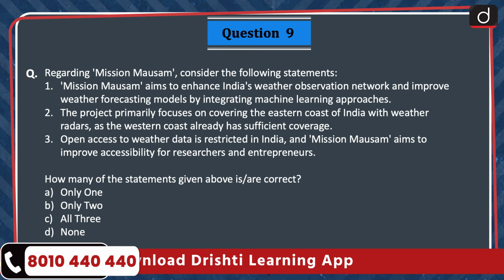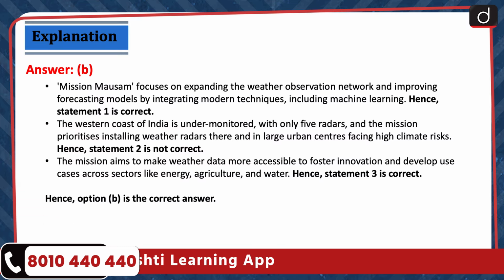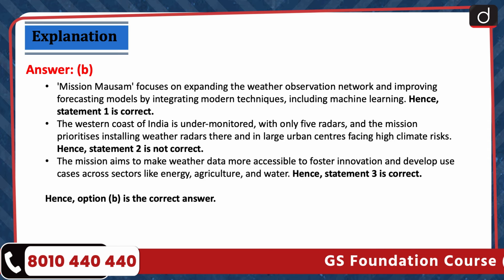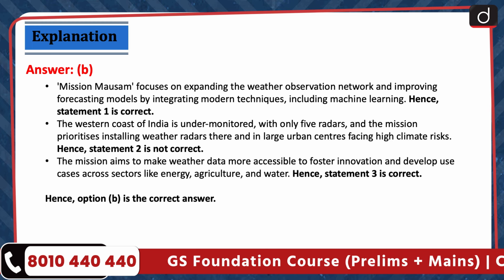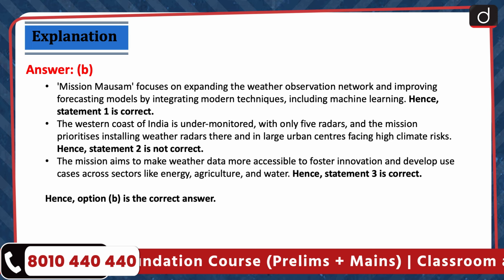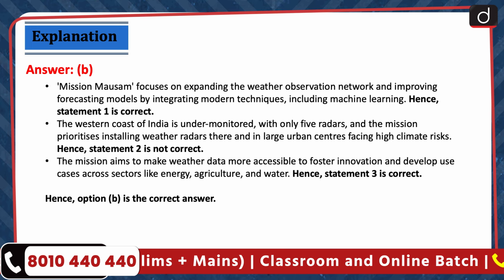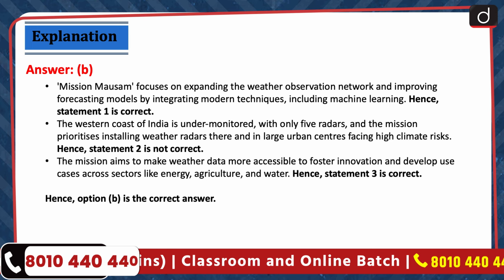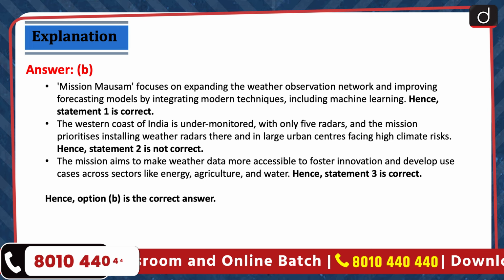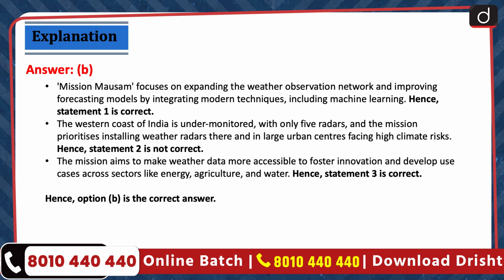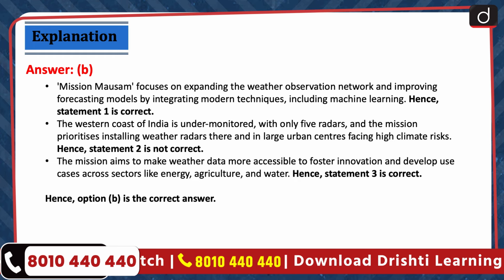The correct answer is option B, only two. Mission Mausam focuses on expanding the weather observation network and improving forecasting models by integrating modern techniques including machine learning. Hence, statement 1 is correct. The western coast of India is under-monitored with only 5 radars and the mission prioritizes installing weather radars there and in large urban centers facing high climate risk. Hence, statement 2 is not correct. The mission aims to make weather data more accessible to foster innovation and develop use cases across sectors like energy, agriculture, and water. Hence, statement 3 is correct. Hence, option B is the correct answer.